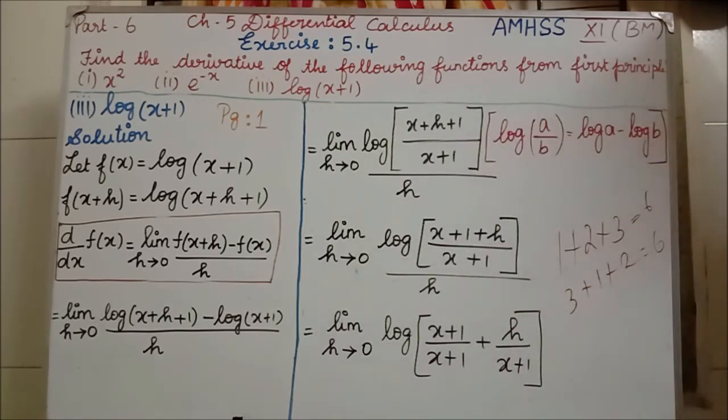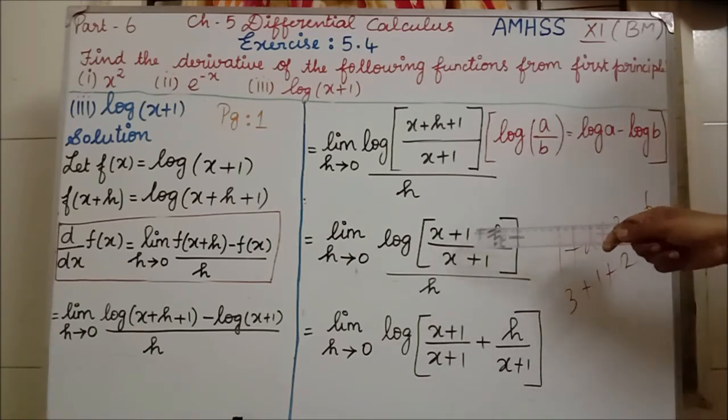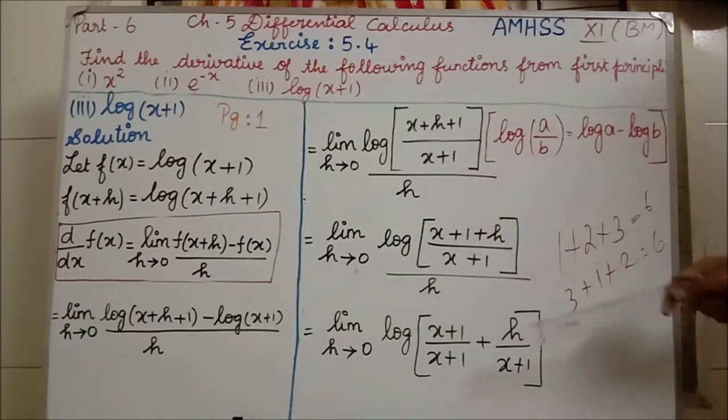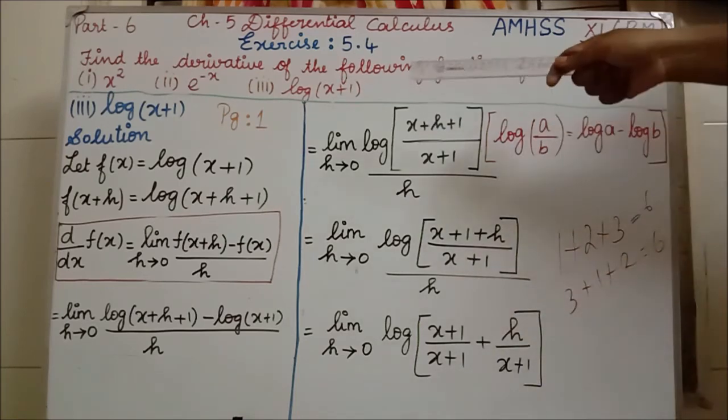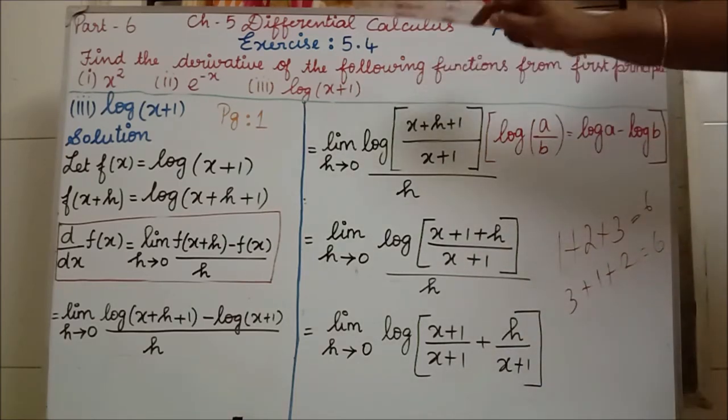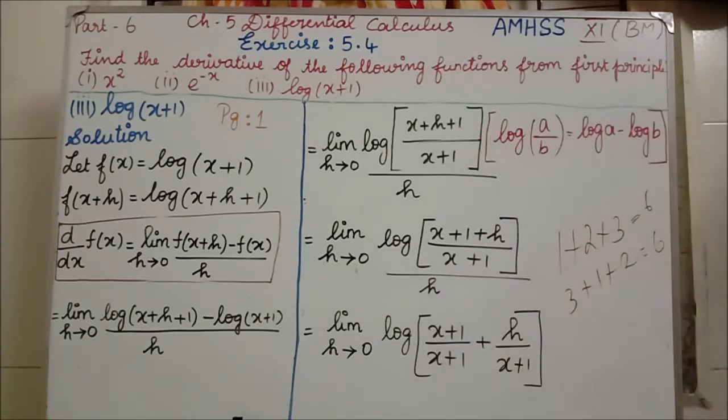Remaining, limit h tends to 0, log everything same. Here why we are writing like this: we are going to separate the numerator and the denominator. Limit h tends to 0, log of (x+1) divided by (x+1) plus h divided by (x+1). Clear? See, we still have more steps in this question, so I don't have space. I have written page number 1 there. Now I will erase that side and continue the remaining part.